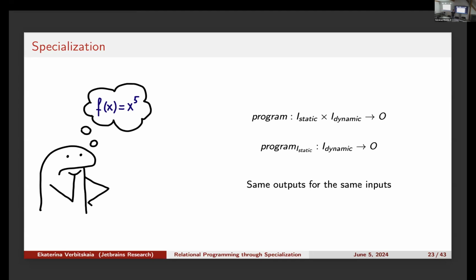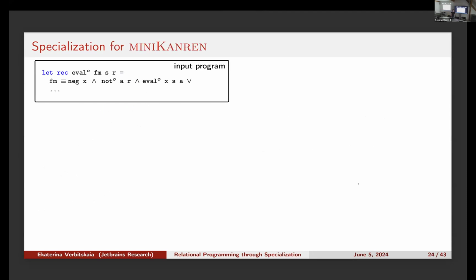And of course, specialization is something that has been done for logic programming languages, for Prolog. And we spent some time bringing it into miniKanren. Let me show you an example.